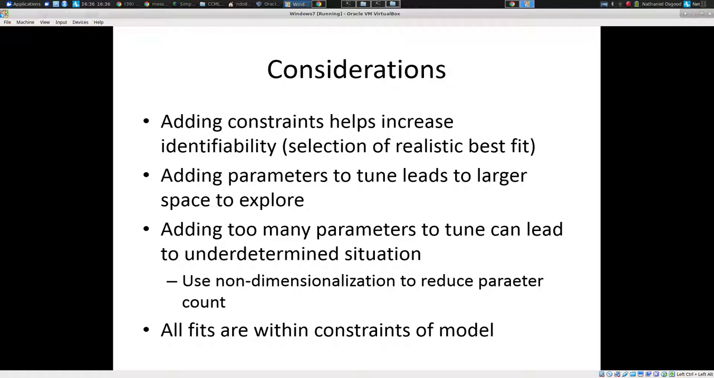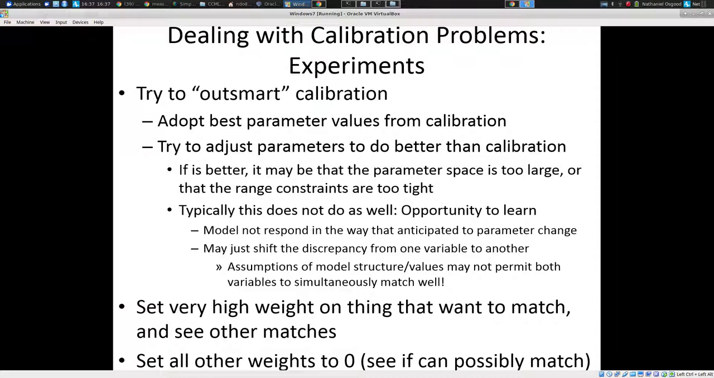It will make it harder to match, but it will constrain it to realistic values. So as you add more parameters to tune, it makes it harder for the model to match. You've got to run it for a larger number of iterations, and that will often require quite a bit of extra time when you're running the calibrations. Adding too many parameters to tune for a given amount of data can lead to an underdetermined situation. And all fits are within the constraints of the model. You're trying to get this model to match the data, and it may be that it just can't match it with the current model structure, and you try to expand it. There's an art to applying this sort of calibration.